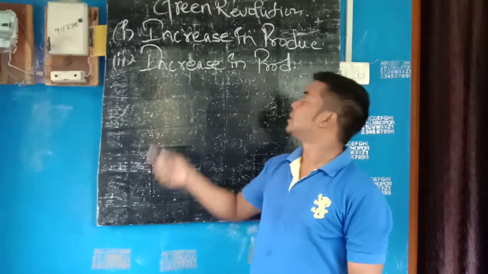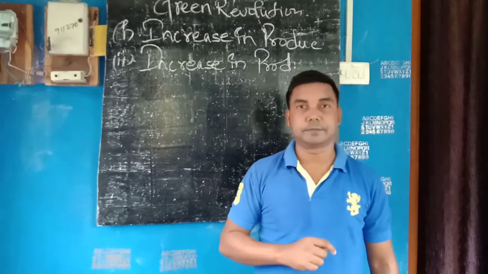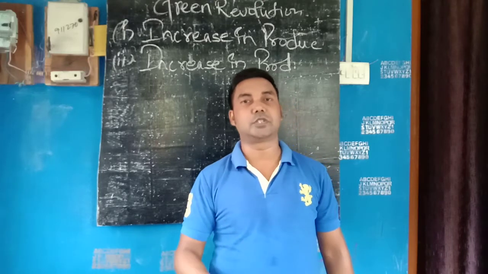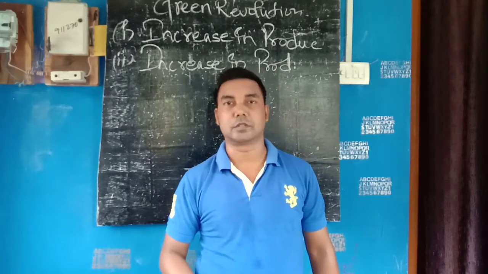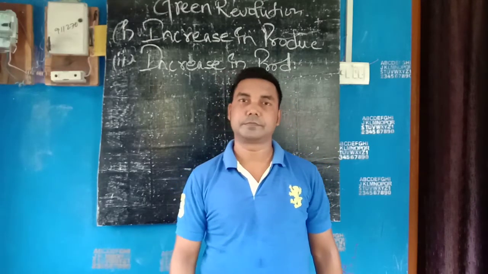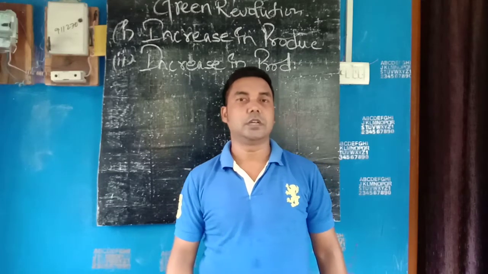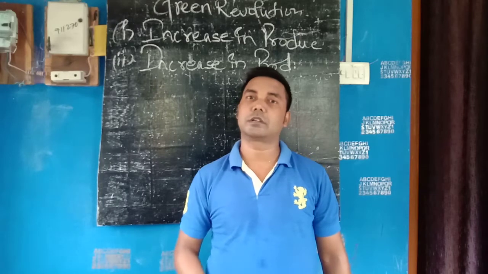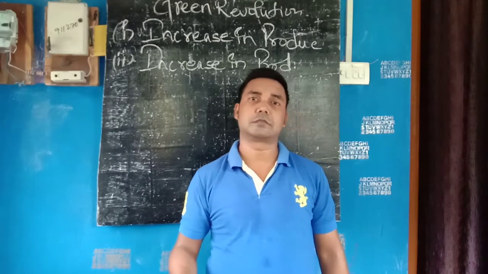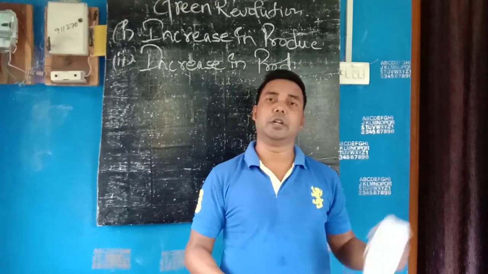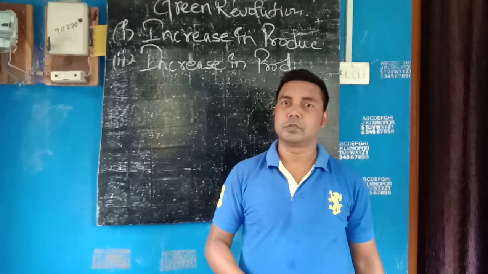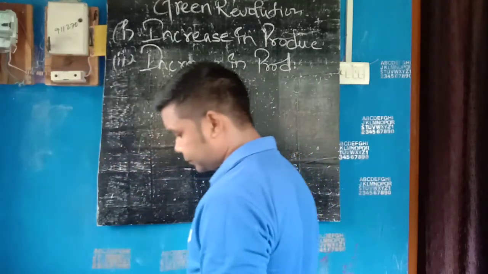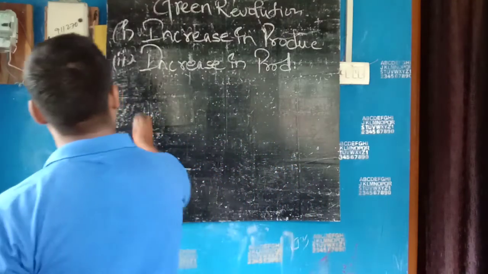So see here, increase in productivity. The Green Revolution leads to an increase in productivity of the food grains, mostly rice and wheat. The productivity of the food grain gradually increases as compared to the earlier one. So this is point number 2. Next, point number 3.